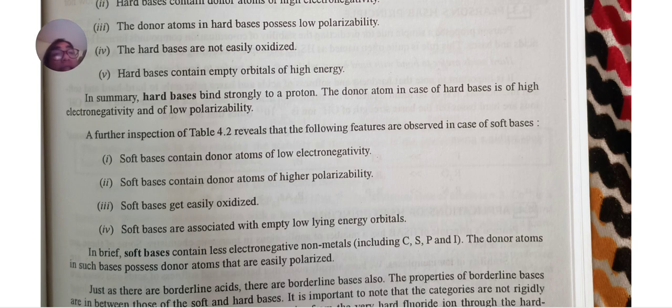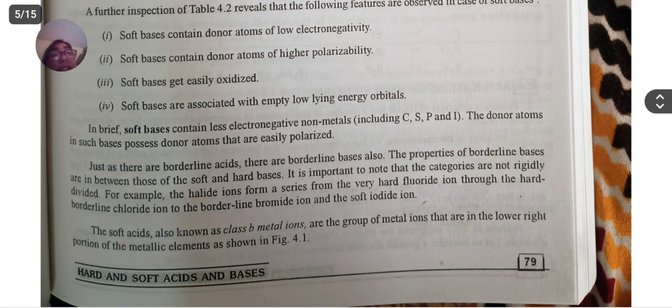Soft bases get easily oxidized. Soft bases are associated with empty low-lying energy orbitals. In brief, soft bases contain less electronegative non-metals. The donor atoms in such bases are very easily polarized. Just as there are borderline acids, there are borderline bases also. The properties of borderline bases are in between those of the soft and hard bases.